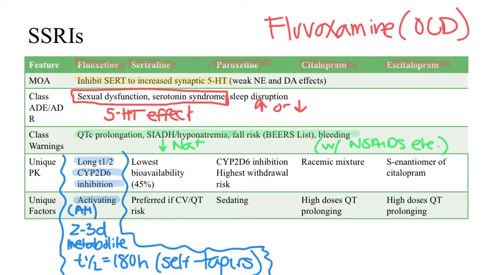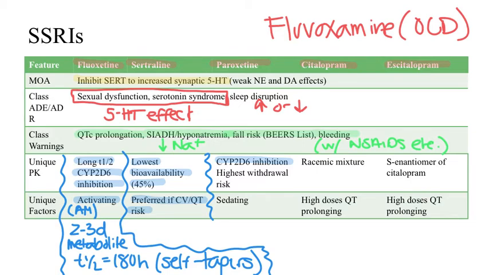Sertraline or Zoloft out of all the SSRIs is the one that is preferred if there are cardiovascular issues or a QT risk because it has the least likelihood of prolonging the QT interval. It does, however, have the lowest bioavailability of any of the SSRIs at about 45% compared to the others at 70% or greater. Paroxetine is also a CYP2D6 inhibitor, and therefore, in the case of polypharmacy, drug interactions should be evaluated.